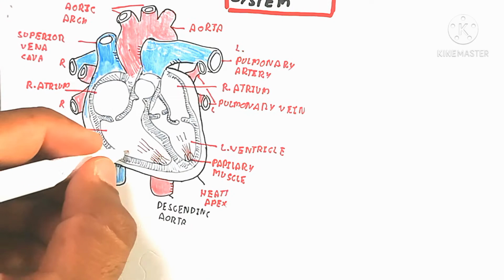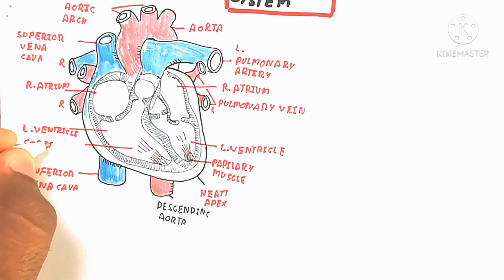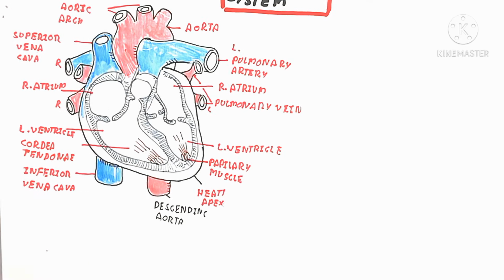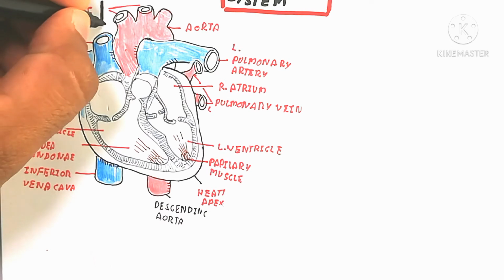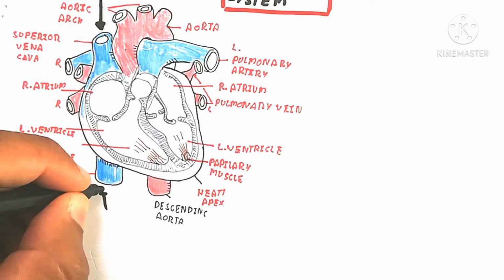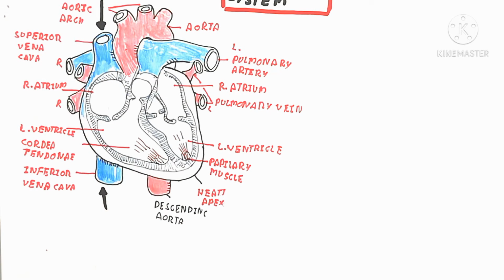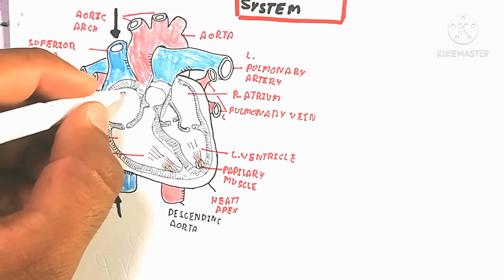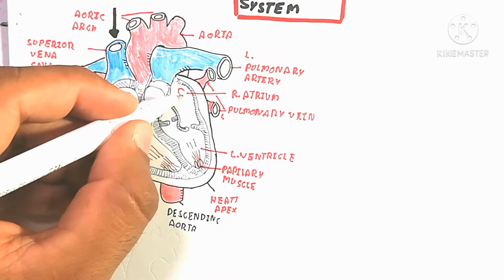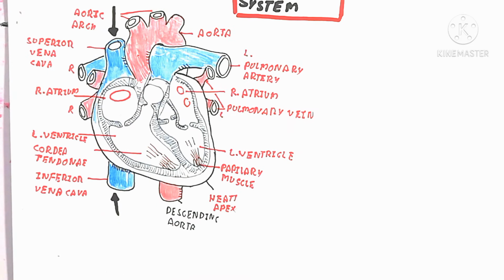Here is the papillary muscle, which is attached by the chordae tendineae and is used for the muscle contraction of the heart, that is, the pumping of blood. The heart apex is the end of the heart, which shortens during heart relaxation, but when the heart contracts, it moves farther away.